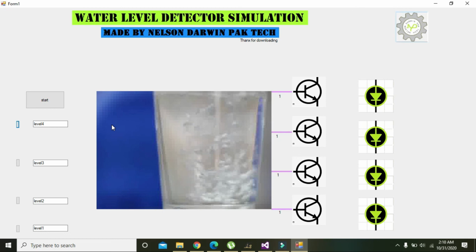Also there is an indication in the LEDs. So hopefully you got the concept. The exe of this simulator is given in the description.